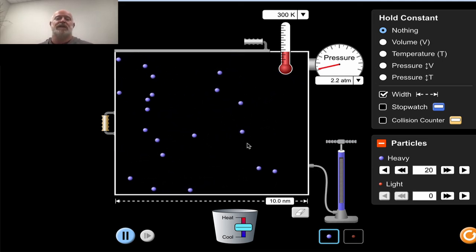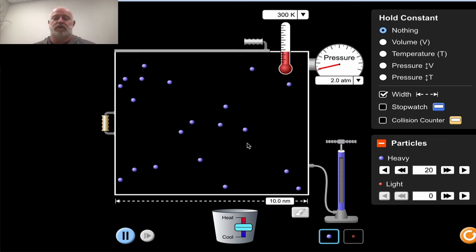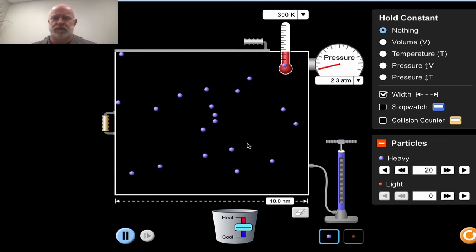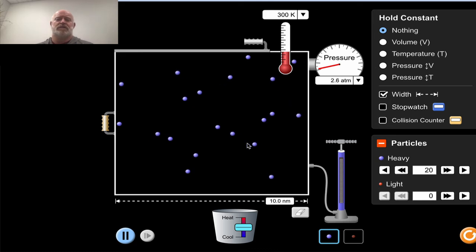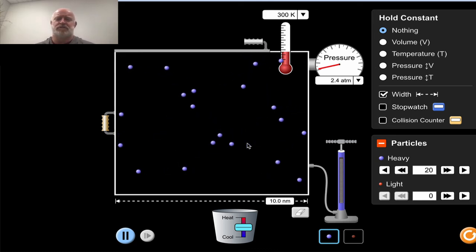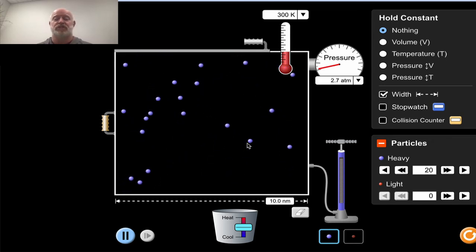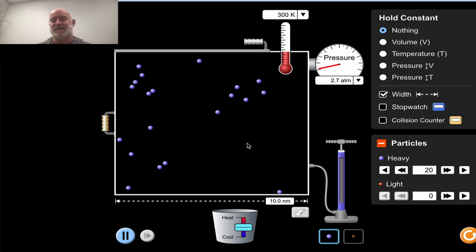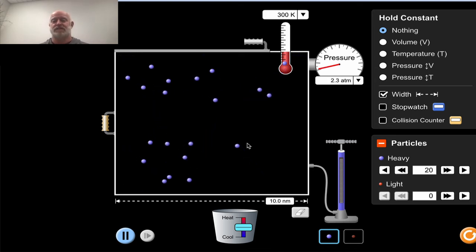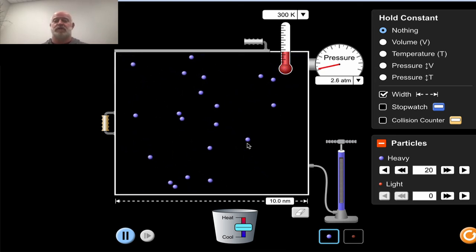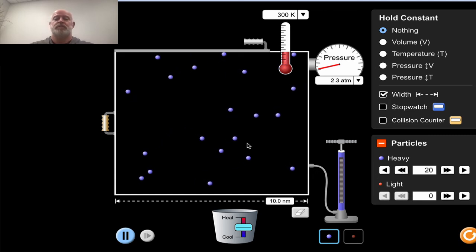Okay, think about a crowded subway or a crowded hallway in class, right? When you walk down the hallways during class, you don't bump into anybody. You walk down the same hallway between classes, it's very likely you might bump into somebody because there are just so many more particles there, so many more people there.